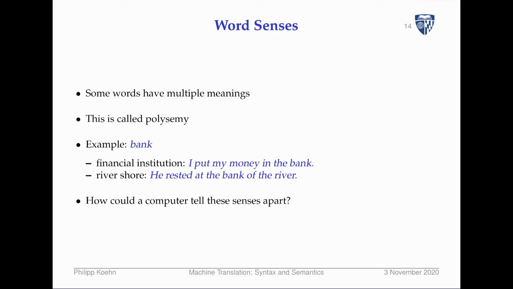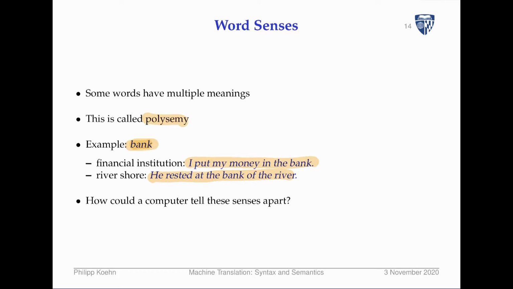So we start with words and think about the meaning of words. And the most striking thing that immediately comes up is that some words have multiple meanings. There's a fancy word for that. It's called polysemy. And here is one of the classic examples, bank, which is either a financial institution, I put my money in the bank, or the shore of a river, he rested on the bank of the river.